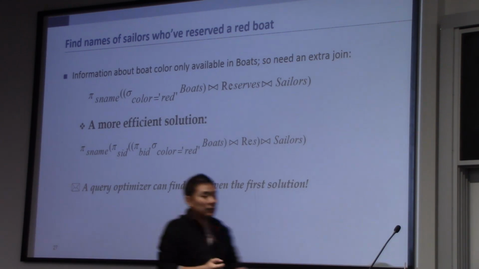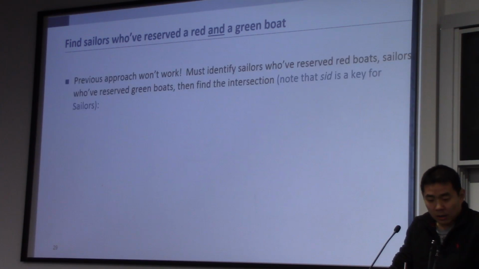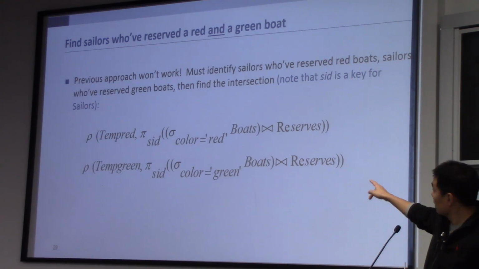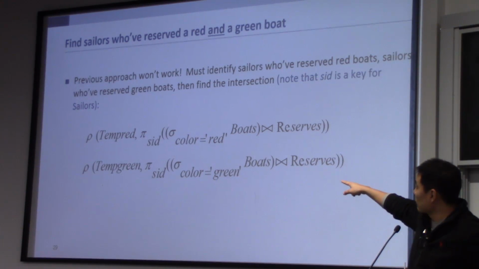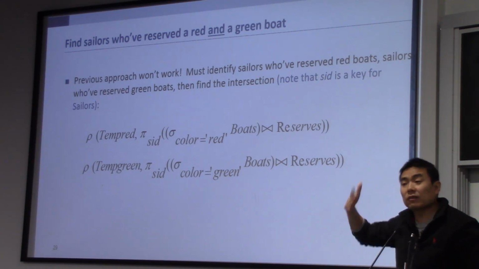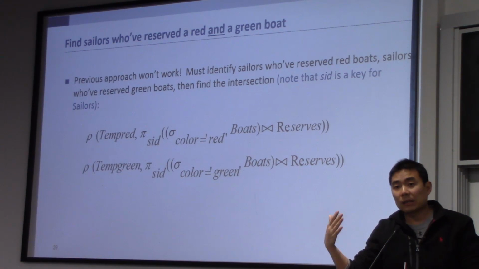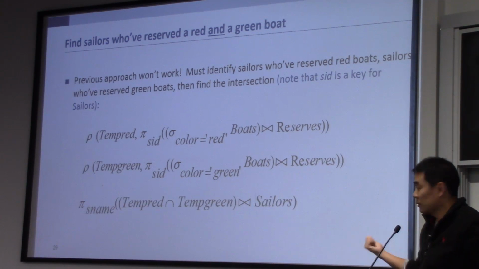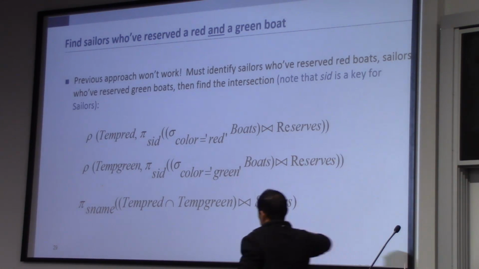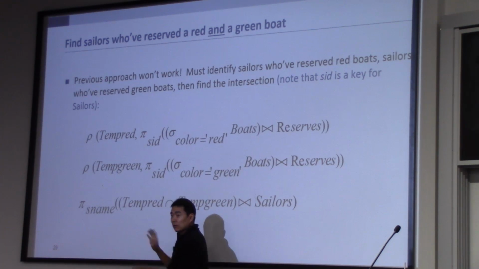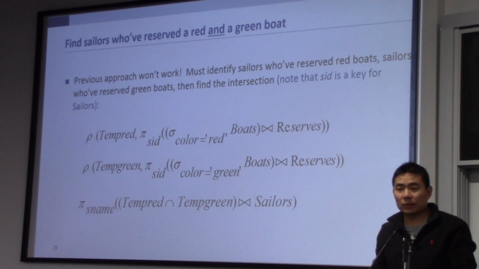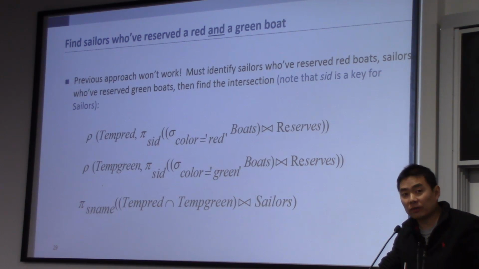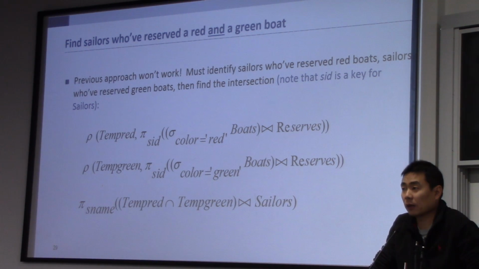Okay, so that's essentially the approach to this query, right? To simplify your writing, you can use the renaming operator to define temp red and temp green. This gives you a list of sailor IDs who have reserved a red color or green color boat respectively. Then you intersect them or natural join. In this particular example, intersection and natural join do the same thing. Then you finally join with sailors to find the names of those sailors who reserved red and green boats. Okay?